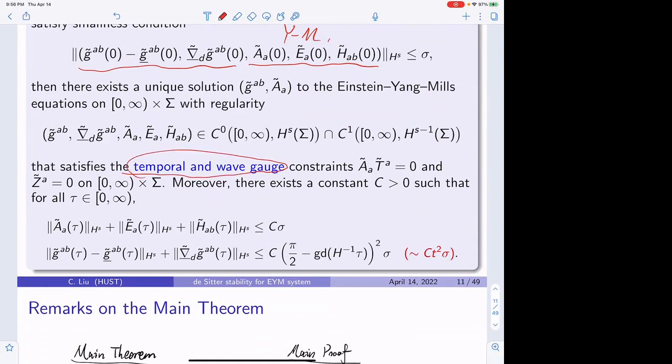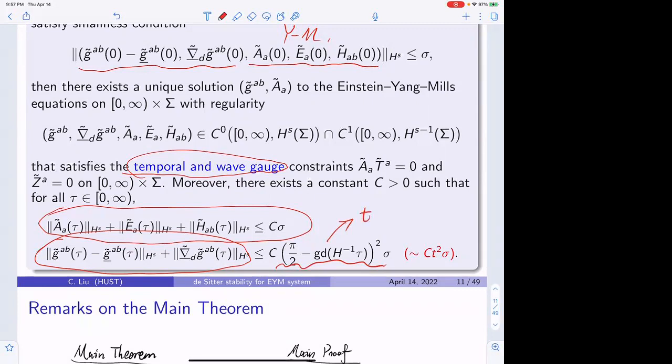And more specifically, the Yang-Mills field will be very small. And the metric will have this decay. Here we have this weird coefficient, but you just notice it is just the conformal time t. So this estimate means this metric is close to the theta metric at this rate.